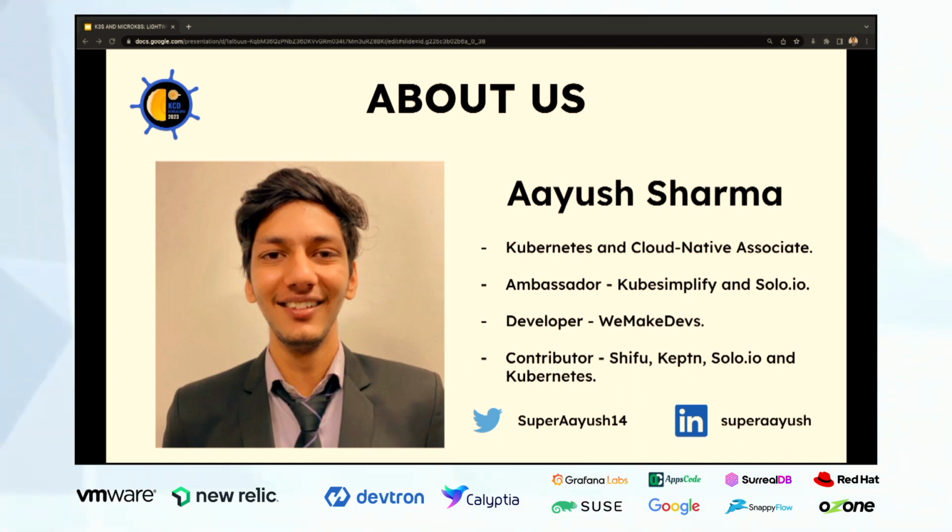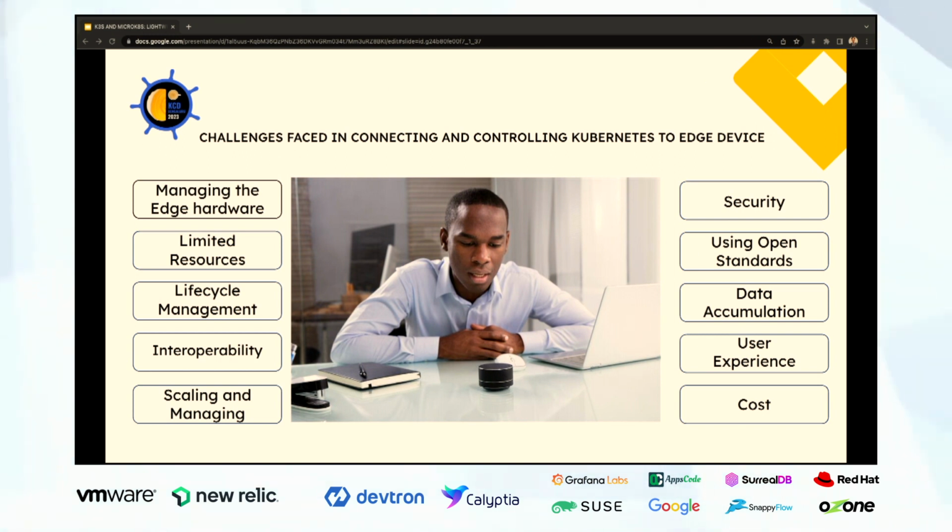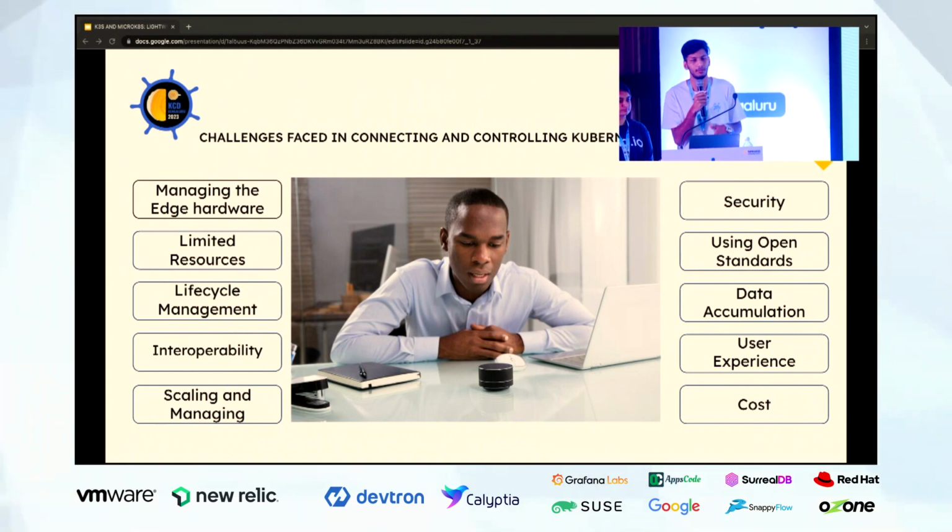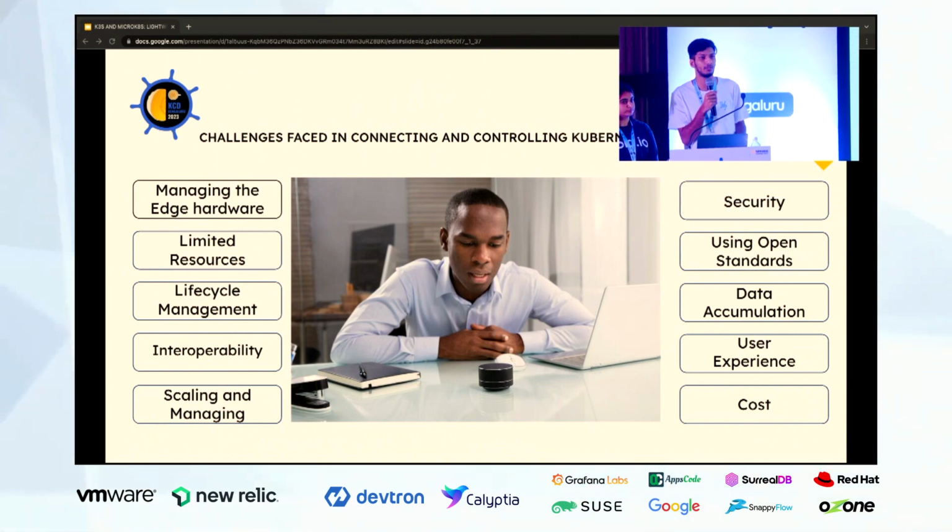So let's start with the talk. Let's start with discussing some challenges we face in connecting and controlling Kubernetes with edge devices. The first point is managing the edge hardware. When you are working with the edge ecosystem, setting up the environment or a series of devices is a very big challenge for you.